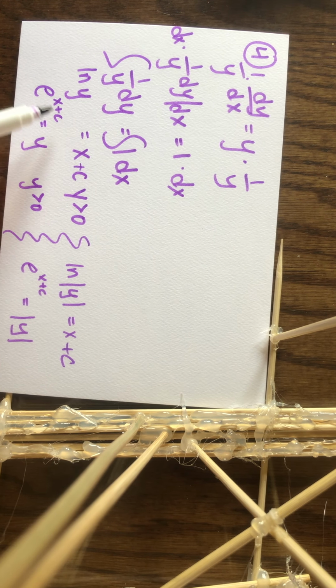Now we know that e raised to any power is going to yield a positive solution, but it's just an important thing to note here that when we take that antiderivative, we need to be clear that the quantity that we are taking the natural logarithm of is in fact positive.